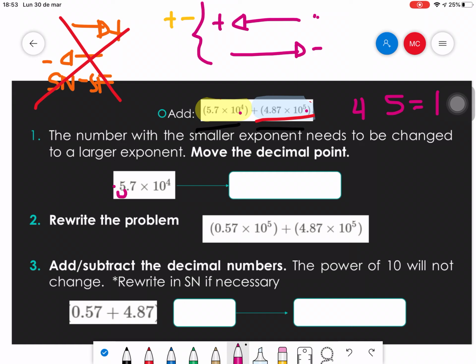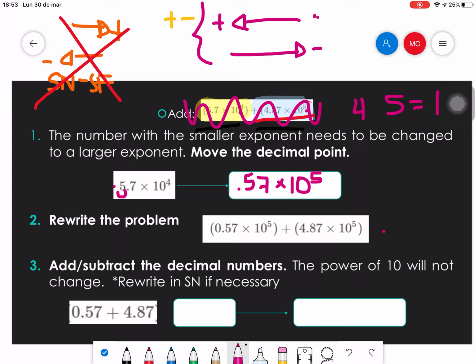Instead of that, now it will be 0.57 times 10 to the fifth power. Am I clear? Vamos a practicarlo cuantas veces quieran. Rewrite the problem. Now, this doesn't exist anymore, and now what exists is this problem. I have written again the same problem.